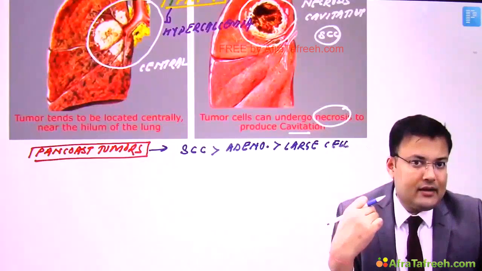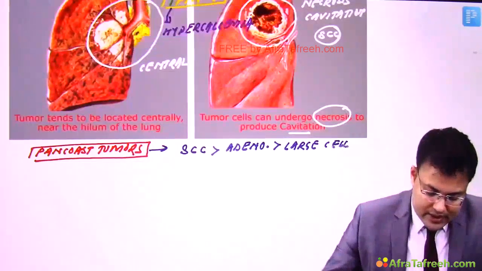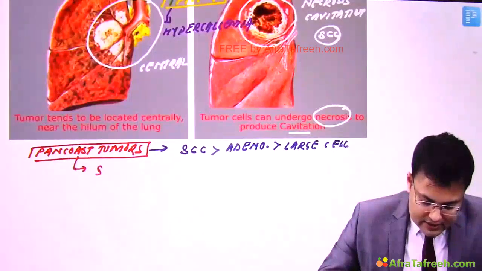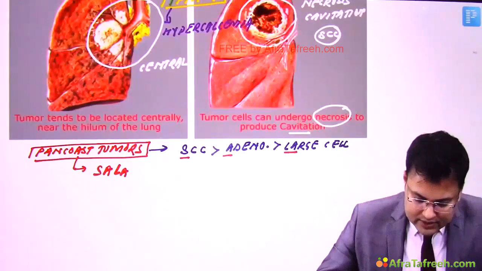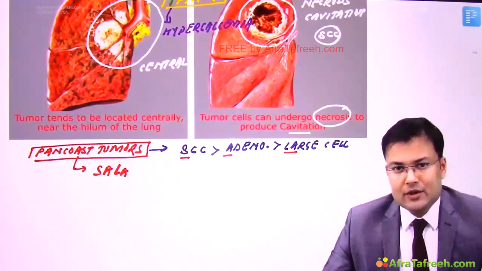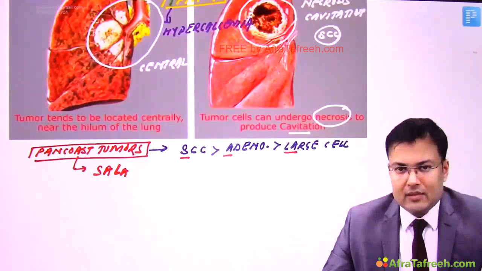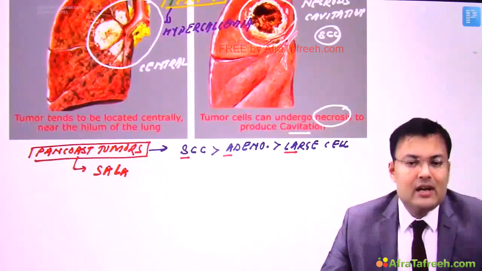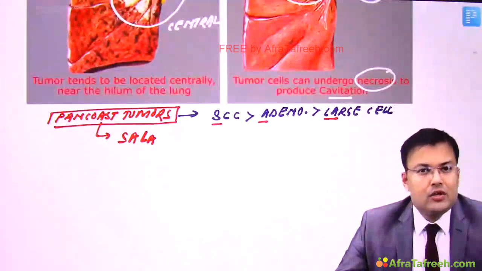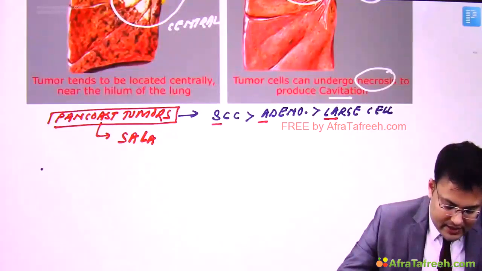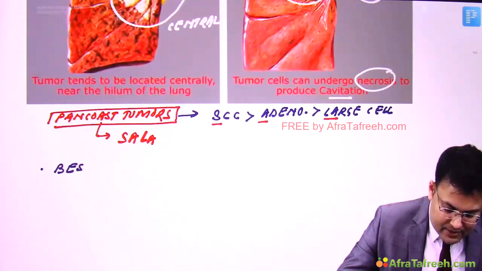So how to remember? The mnemonic is Pancoast SALA. S means squamous cell carcinoma, A means adenocarcinoma, and LA means large cell carcinoma. And the good thing about squamous cell carcinoma is that it is associated with the best prognosis.